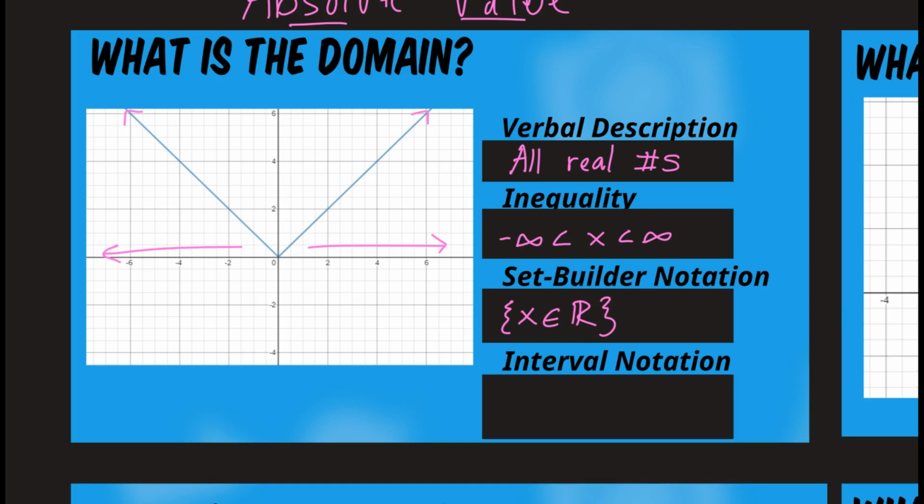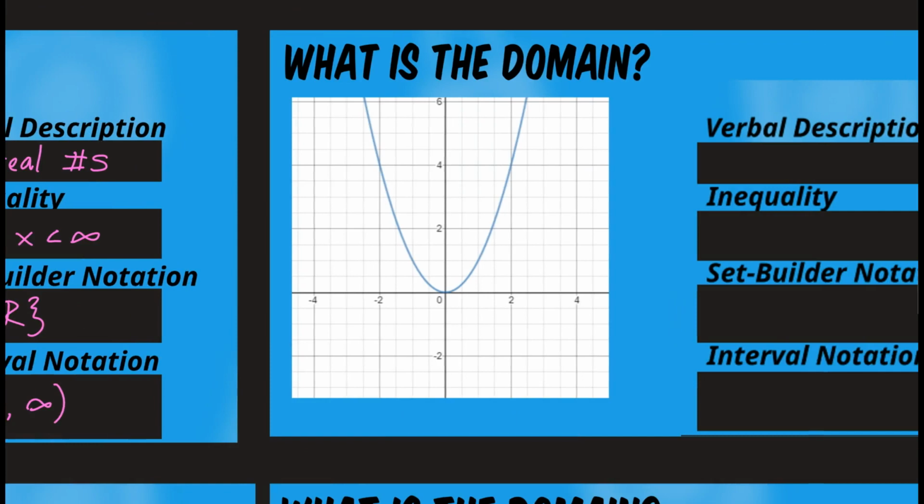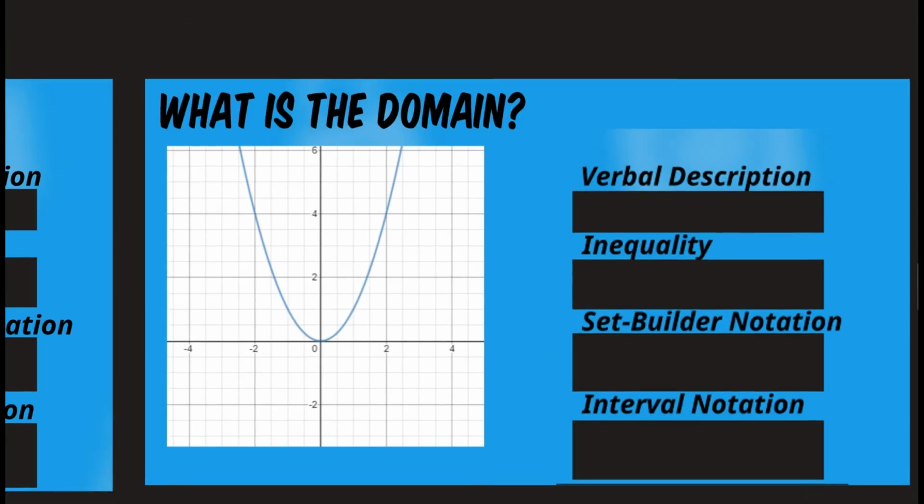Interval notation is where you go from least to greatest. So our least x value is negative infinity, and our max x value is infinity. Parentheses around both because we can never equal infinity. Now here we have a quadratic.